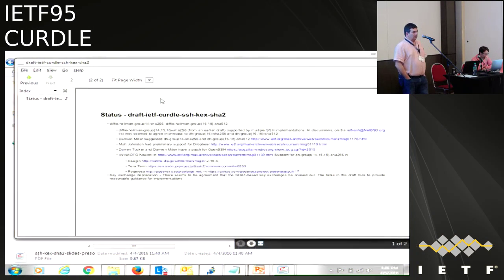Paul? This draft doesn't deal with elliptic curves. This is the larger Diffie-Hellman groups. Oh, okay. Yeah, all right. I bundled it all together. Yeah, good point. Yes, elliptic curve, ECDHE, whatever, same thing. Okay. Any other comments on this? All right.